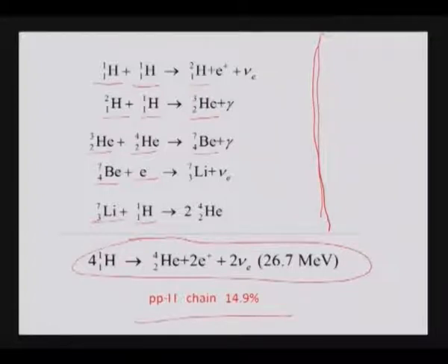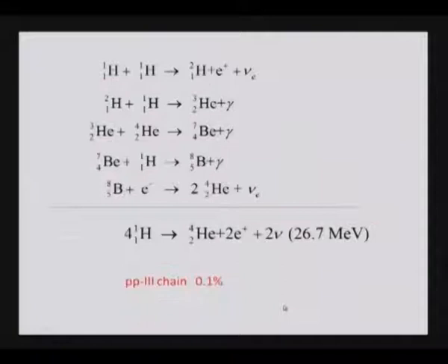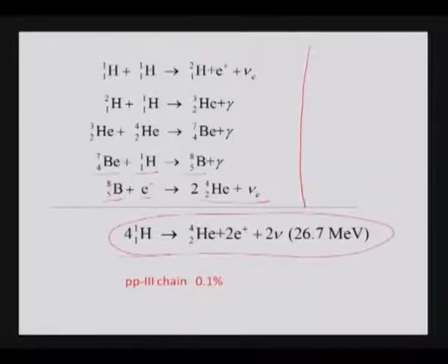And that 0.1% thing where this 7 beryllium is first combining with the proton, that also I have collected at one place, and so here it is: that 7 beryllium combines with a proton giving 8 boron, and that 8 boron combining with this electron making alpha particles and neutrino. End result is once again the same, 4 protons going to a helium, 2 positrons and neutrinos. This is known as PP3 chain.